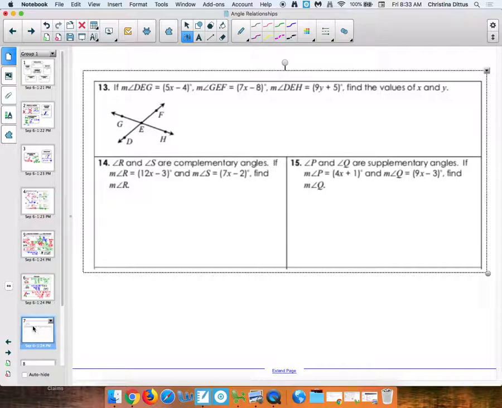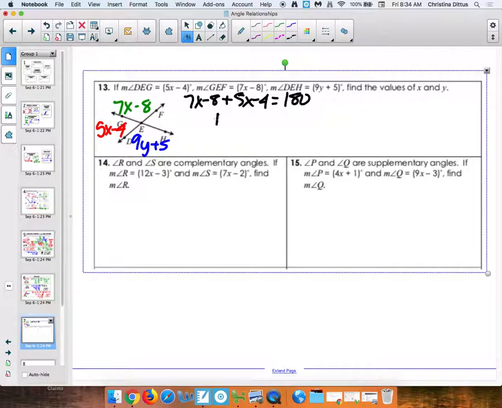Okay, DEG, label it 5x minus 4. GEF is 7x minus 8. And DEH is 9y plus 5. We need to find x and y. There's two x things, so let's start with x. What do I know about the x things? They add up to be 180. So 7x minus 8 plus 5x minus 4 equals 180.